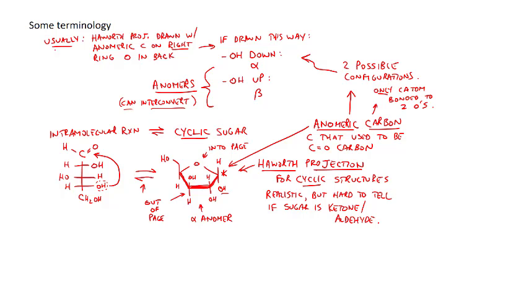Now, usually we draw Haworth projections with the anomeric carbon on the right, but we don't always do that. So if you want to be safe and figure out which carbon atom is the anomeric carbon, you have to look for the one that's bonded to two oxygens. That's the one that used to be the carbonyl, and that's the one that can exist in one of two configurations.